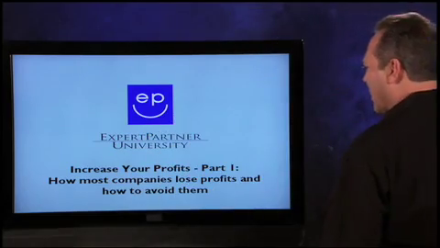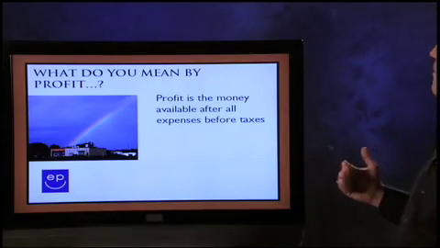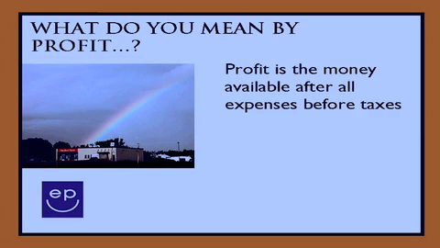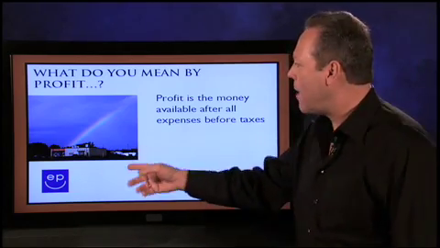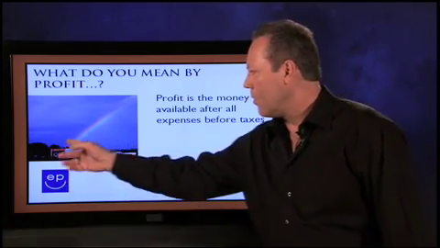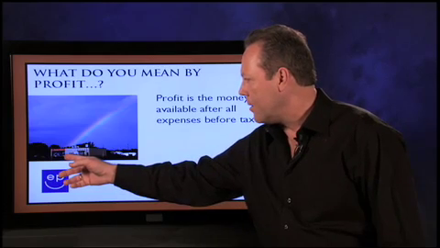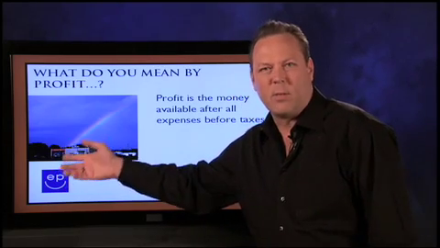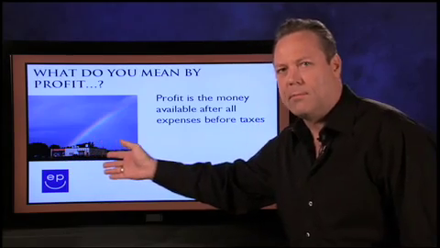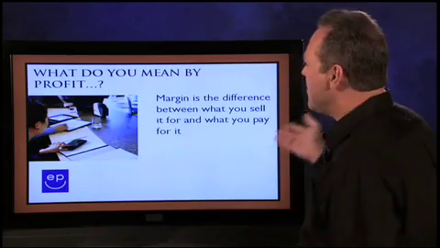Let's start off by talking about what we mean by profit. Well, it's the money that's available after all expenses before taxes. And profit really is the pot of gold at the end of your rainbow. And if you zoom in really tight on this, you'll see it says the beer store. That's the way some people like to spend their profits. So let's move on to the next slide.